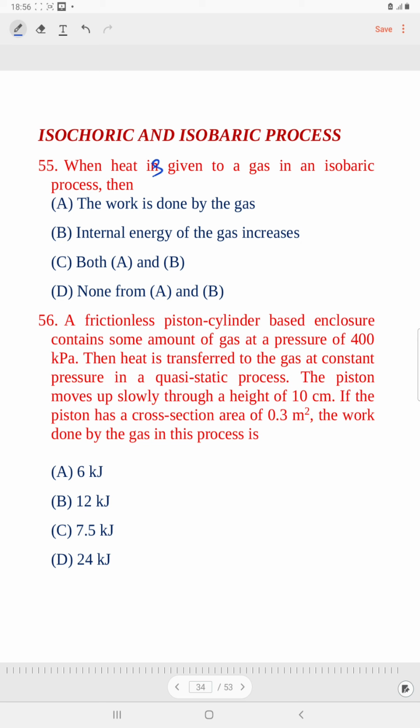Nothing is going to vanish in isobaric, because if I write the first law of thermodynamics, delta Q is equal to delta U plus delta W. Delta Q is 0 in an adiabatic process. Delta U is 0 in an isothermal process. Delta W is 0 in an isochoric process. In an isobaric process, nothing is going to be 0. That's why in an isobaric process, delta Q is equal to delta U plus P delta V. This is going to happen. So it is option C, both A and B. That's option C for question number 55.